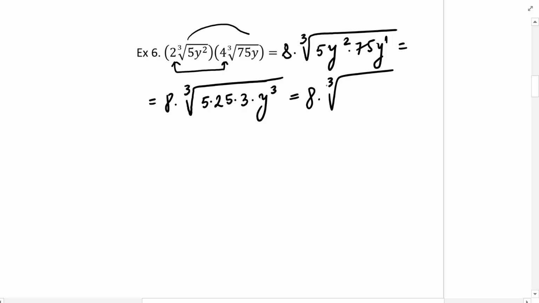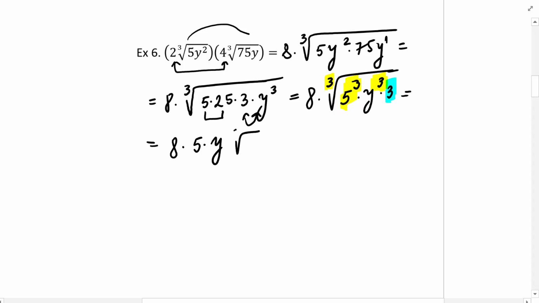8 times cube root of 5 times 25, which is actually 5 to the third, or 125. I'm going to write y to the third, and then 3. I switched the order of these two factors. 8 times cube root, well, now we can actually compute them. Cube root of 5 to the third, because the index and the exponent are the same, gives us just 5. Cube root of y to the third gives us just y. But this term here is cube root of 3, and it stays inside. So in the end, it's 40y cube root of 3.